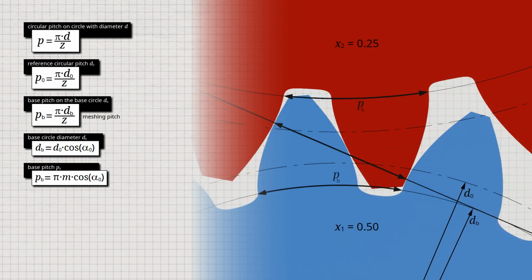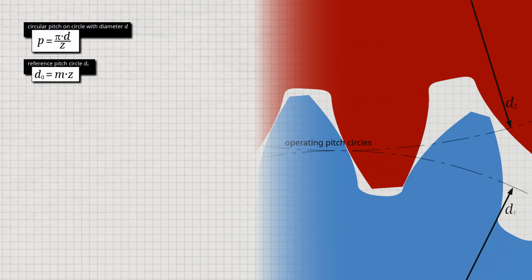The figure shows two profile shifted gears with a profile shift coefficient of x1 equals 0.5 and x2 equals 0.25. The base circle and base pitch are the same as before. In the following, we will determine the operating pressure angle alpha b of two profile-shifted gears as a function of the respective profile shift coefficients. This pressure angle can then be used to determine the center distance.